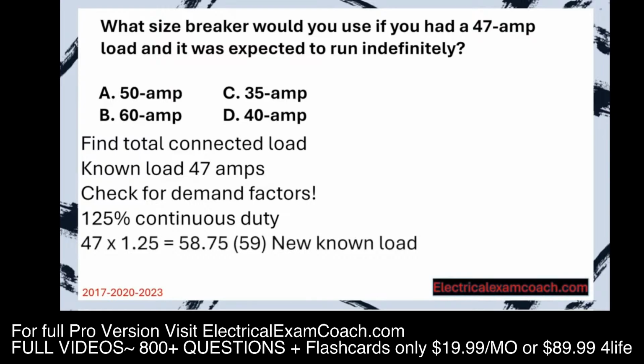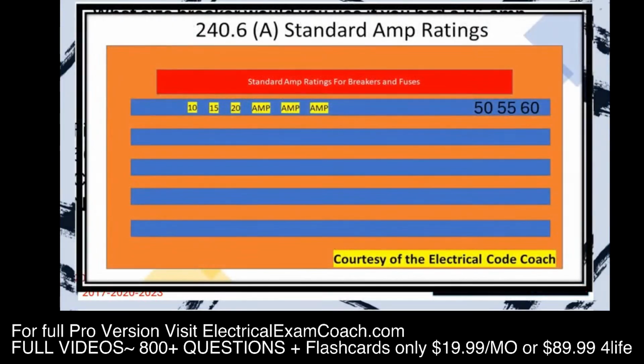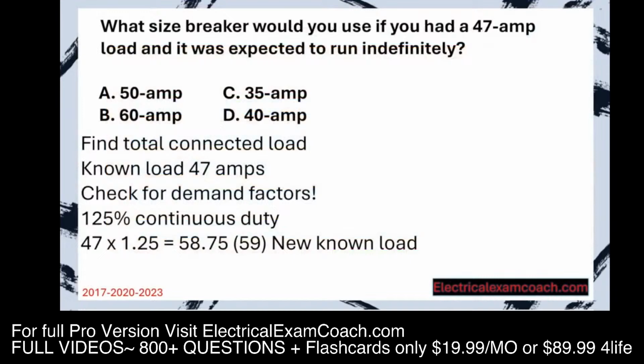We take our starting known load, multiplied by 1.25, and that equals 58.75. And in this case, we would round up. So 59 is our new known load. Now let's head to table 240.6(A). And in this case, we're going to select the next size up, which happens to be a 60.